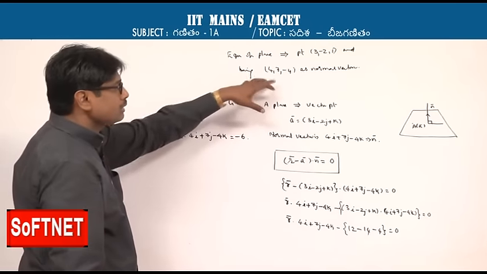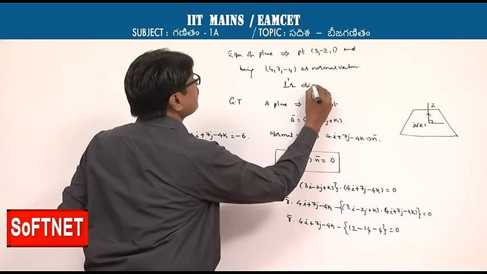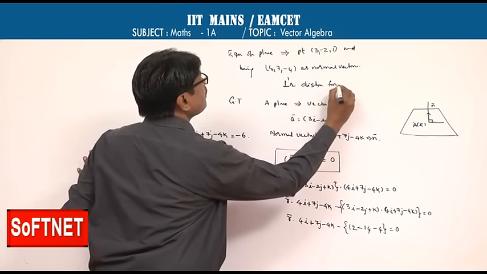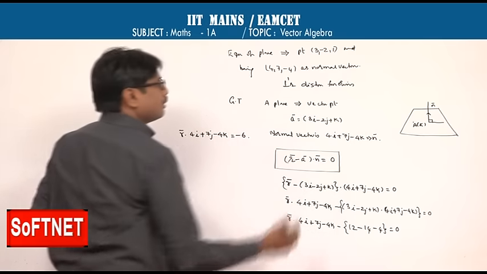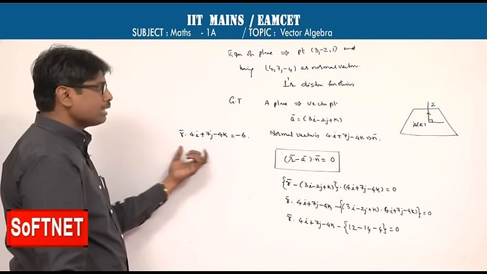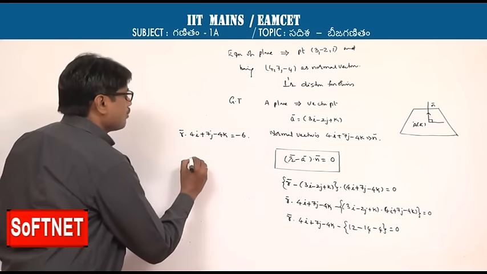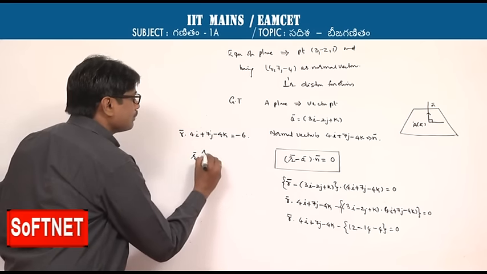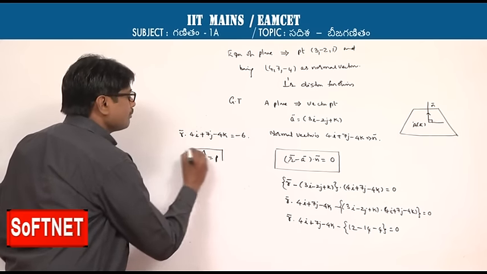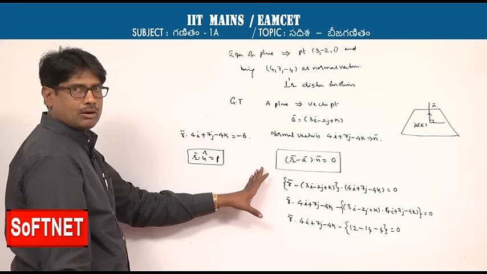Another question is also given: find its perpendicular distance from the origin. To find the perpendicular distance from the origin to the above plane, reduce the above plane into the normal form. What is the equation of the plane in the normal form? r bar dot n cap is equal to p is the equation of the plane in the normal form, where p is the perpendicular distance from the origin.